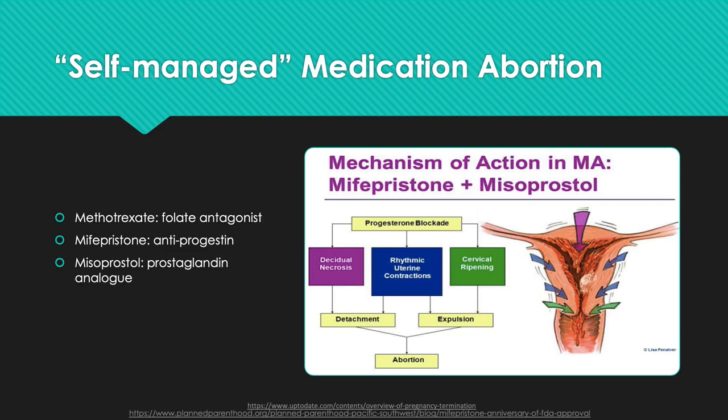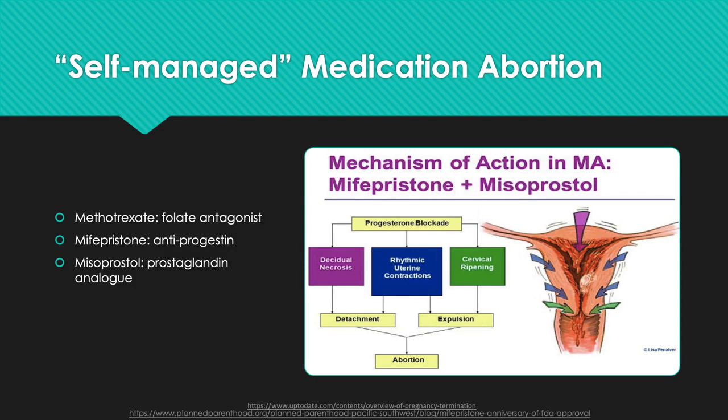Methotrexate is a folate antagonist. As I'm sure many of you have learned during your reproductive unit, folate or folic acid is crucial in fetal development. Methotrexate's competitive inhibition of folate binding stops growth of the fetus. In the U.S., this is more commonly used to treat ectopic pregnancy than to terminate intrauterine pregnancies.